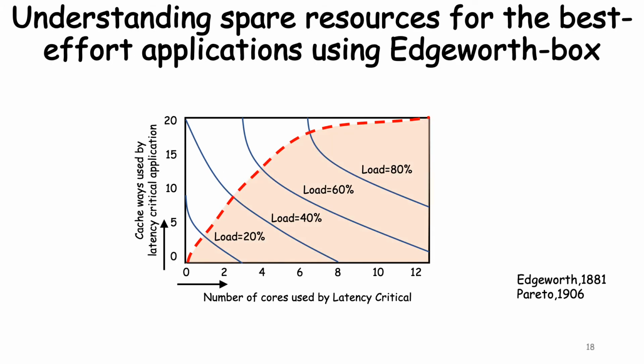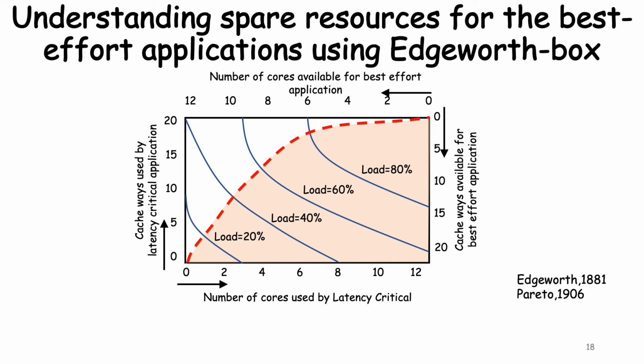We can also reason about the resource needs of the best effort application using the Edgeworth box. Here, the bottom left corner represents the allocation for the latency critical application, and the top right corner represents the corresponding spare resources made available to the best effort application. For example, when the latency critical application receives an allocation of 10 cores, the best effort application would receive 2 cores. The region highlighted using the yellow strips represents the spare resources that a best effort application is likely to receive if we were to operate the latency critical application as identified by the power efficient allocations.